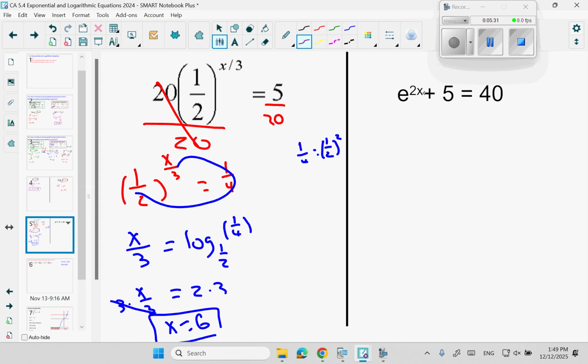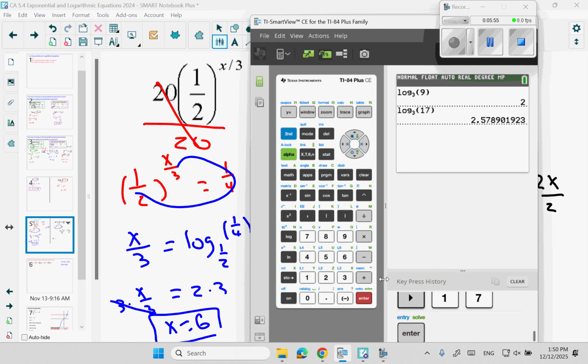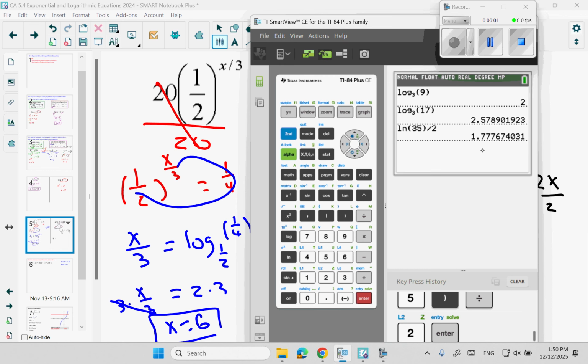Here, same idea, whatever has the exponent has to get by itself first, so I'm going to subtract 5, so e to the 2x equals 35, and then I'm going to spiral. But remember, if I'm spiraling with e, that's going to be a natural log of 35 equals 2x, divided by 2, which I can type this whole thing right into my calculator. Natural log 35. Let's make sure we close the parentheses before we hit divide, and we get about 1.78.